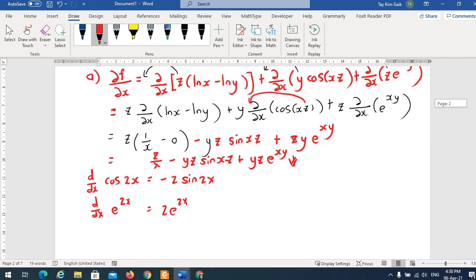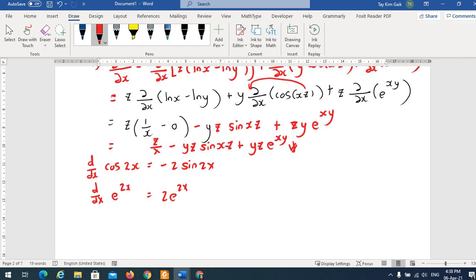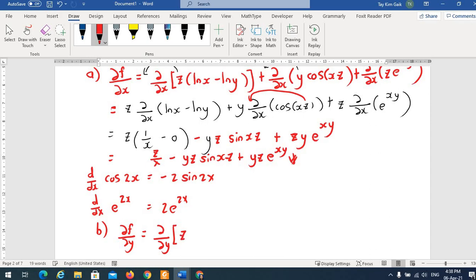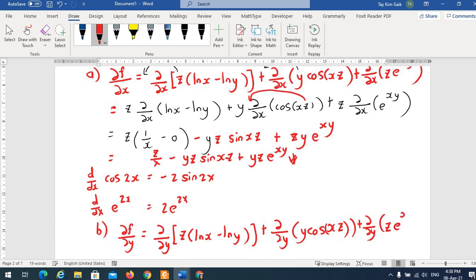Okay, and if you want ∂f/∂y, you take ∂/∂y of f, so the f which is z(ln x − ln y) plus ∂/∂y of cos(xz) plus ∂/∂y of z e^(xy).